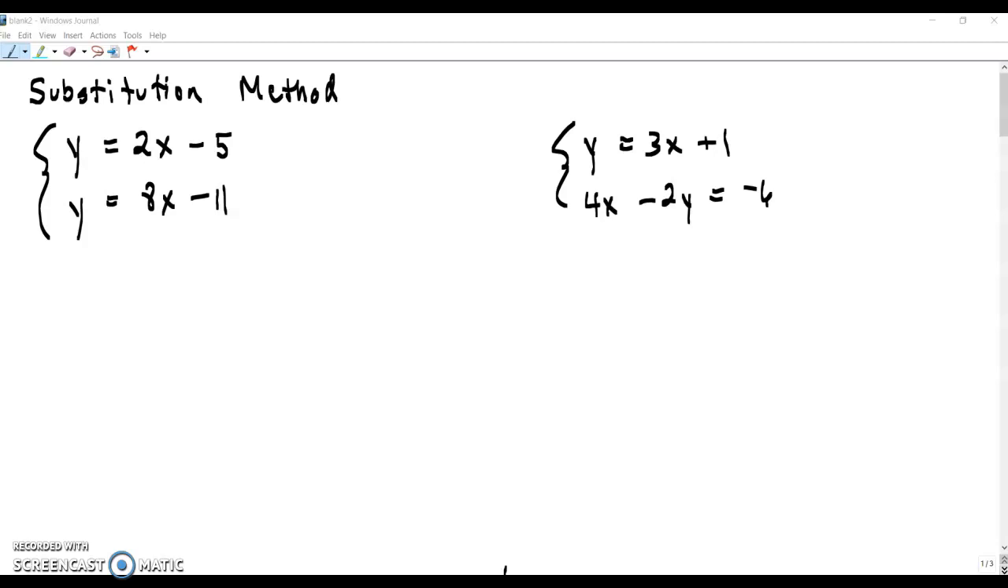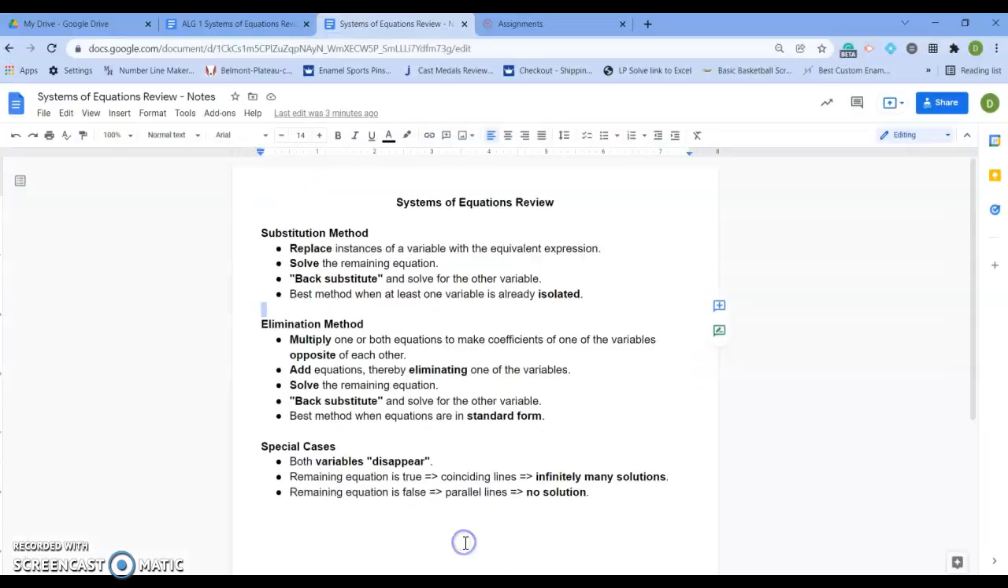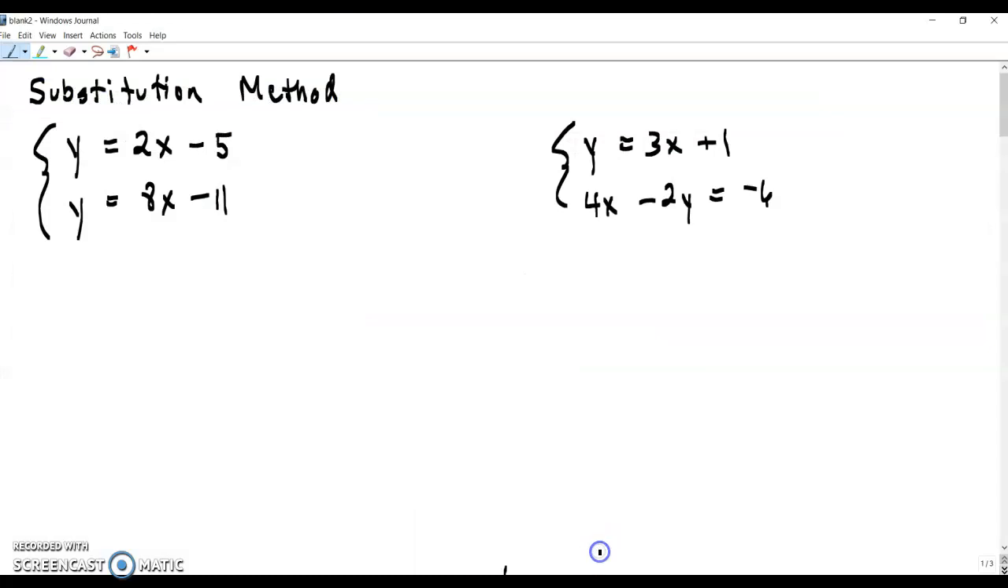All right, so we're going to go over the substitution method. For the substitution method, you're going to replace any instance of a variable with the equivalent expression. You're going to plug that expression back into the other equation and then solve. You'll get a value for a variable, plug that number back in, solve, and you'll get the value for the other variable. This method's best when at least one of your variables is already isolated. So let's see this in practice.